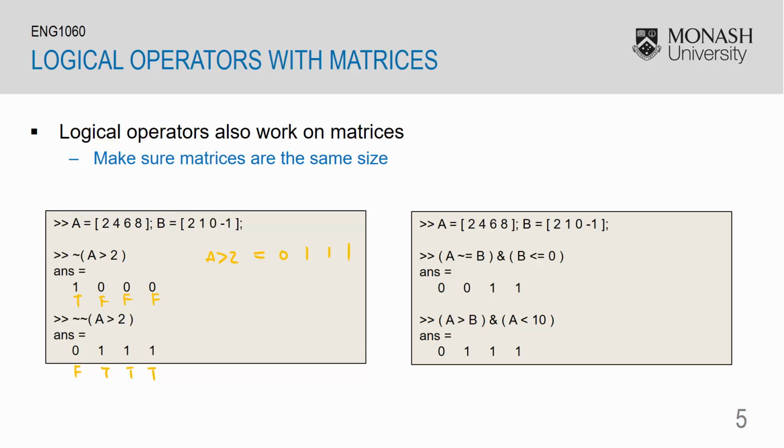Here is an example considering two vectors where we have A is not equal to B. This is equal to false, true, true, true. And B is less than or equal to 0. This is equal to false, false, true, true. When considering the AND operator, if one of the results is false, then the entire result will be false.